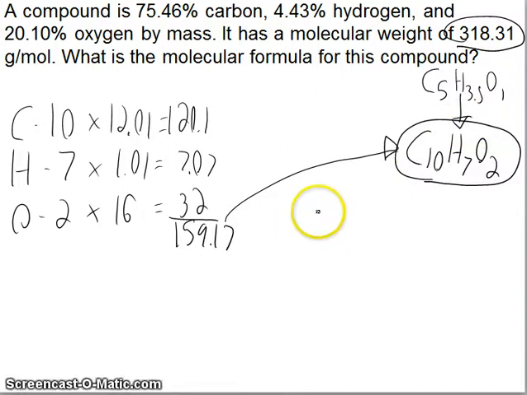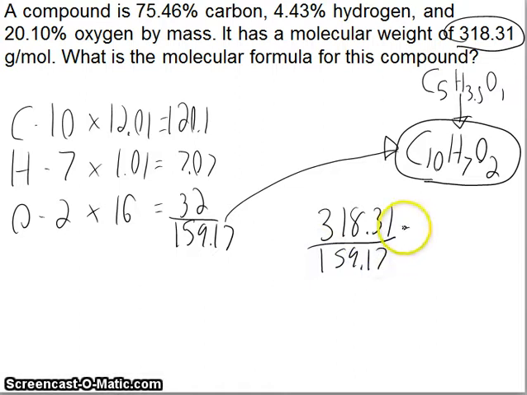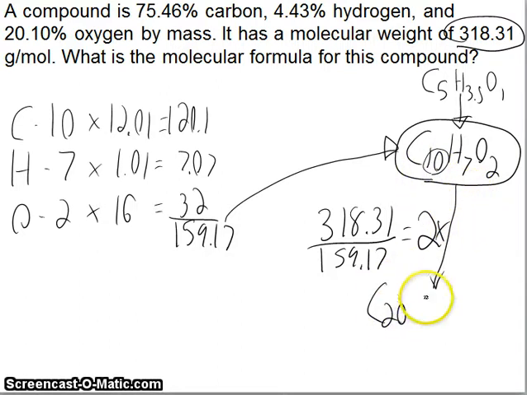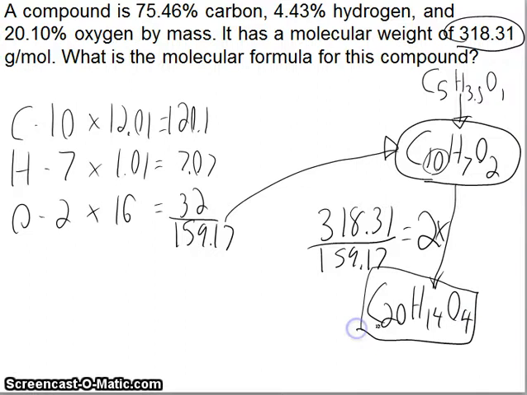Now what this is saying up here is that some multiple of your compound has a mass of 318. If you take the mass that it should be and divide by the mass of what you have, you end up with 1.99981, which we can round to 2. So what we need is some multiple of this compound that is 2 times heavier. All you have to do is multiply these subscripts by 2, and you get C20H14O4. This is your molecular compound.